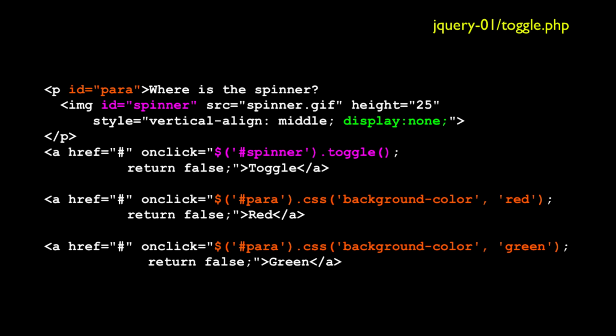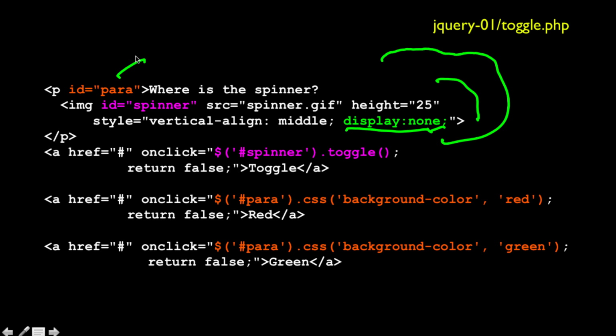Here is another bit of jQuery, and this is a pattern called the query do. So I'm going to have this code, toggle.php. And I've got a paragraph. The paragraph goes from here to here. And I've got this spinner inside the paragraph. And I've got it set up to be hidden when the page first shows up. But I've got an ID tag on the paragraph and an ID tag on the spinner.